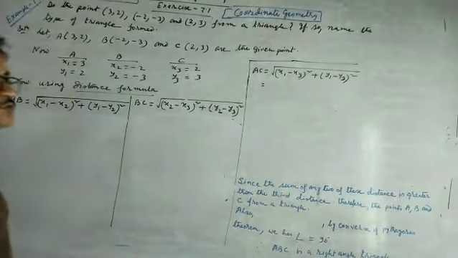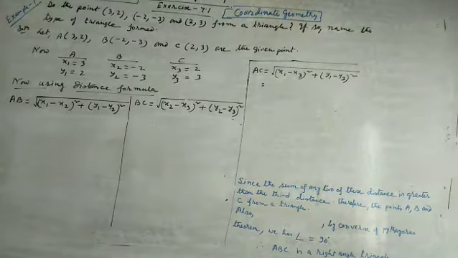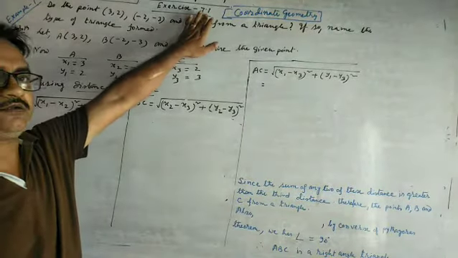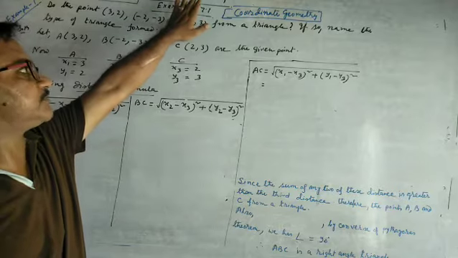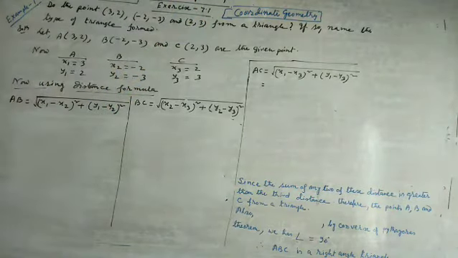Hello students, today we will discuss exercise 7.1 from coordinate geometry, examples 1 and 2. So open your book and see example 1.